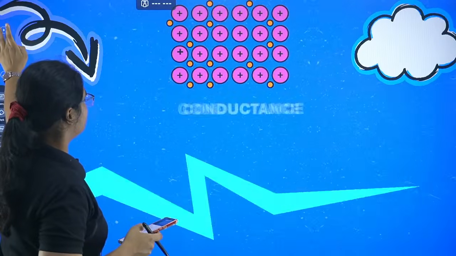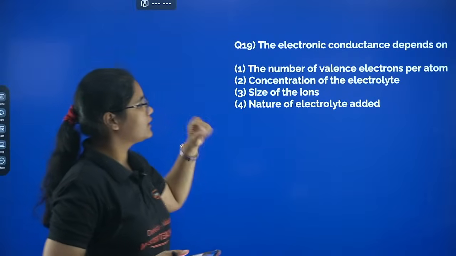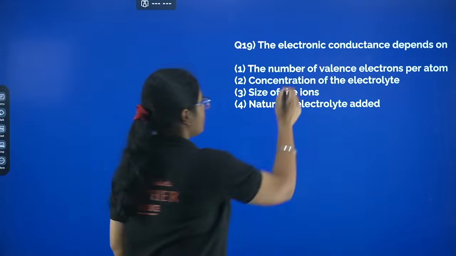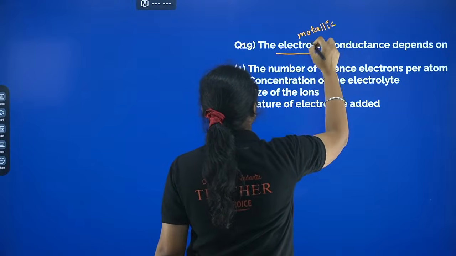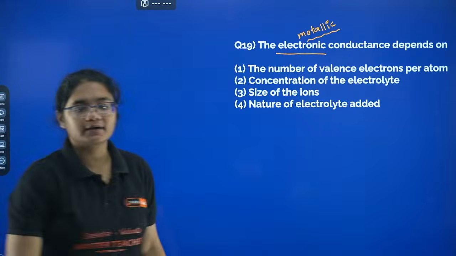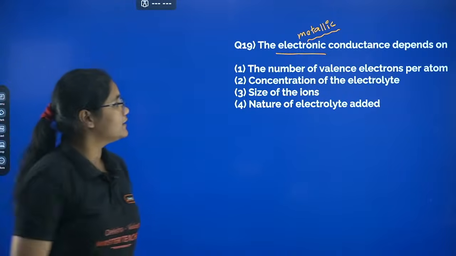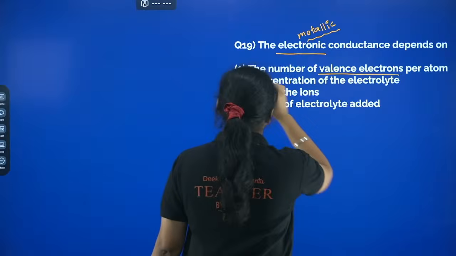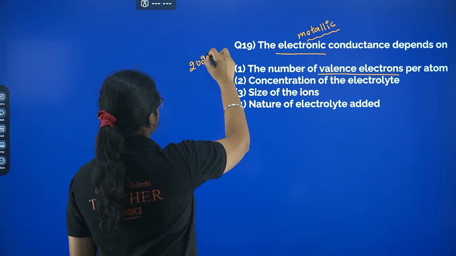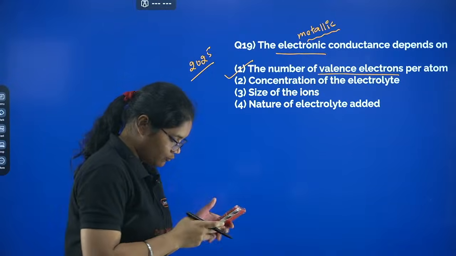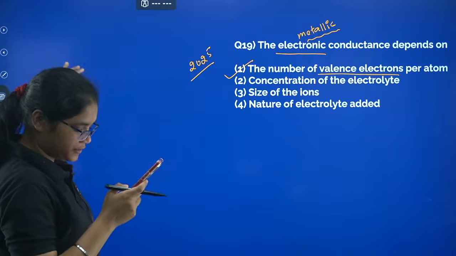Let's move to the 19th question on the topic of conductance. The electronic conductance depends on. Now electronic conductance means your metallic conductance, not your ionic or electrolytic conductance. The metallic conductance depends on the number of valence electrons. This was a question in 2025, a recent question. The answer here is option number 1. Yes, 19th is option number 1.